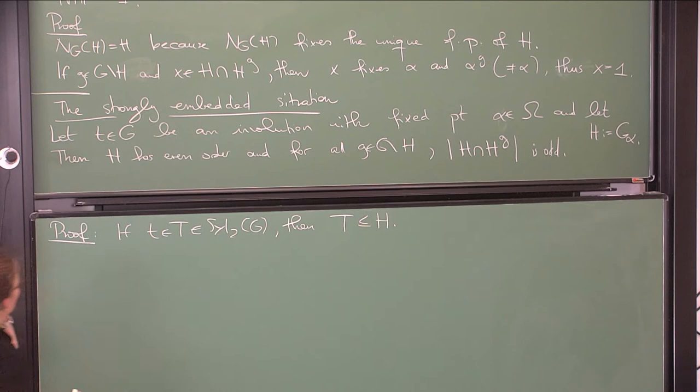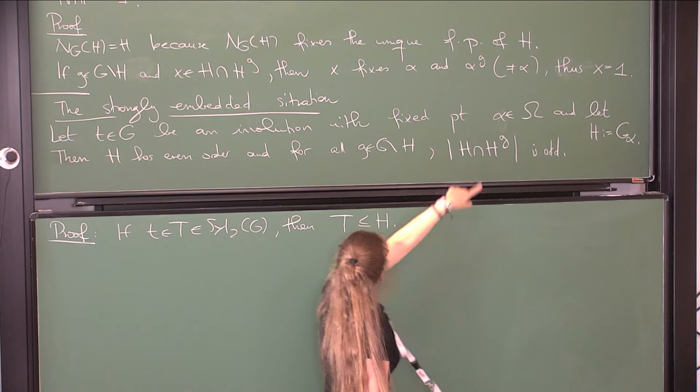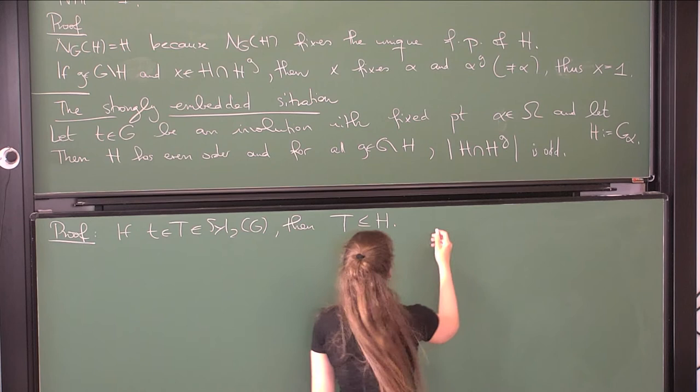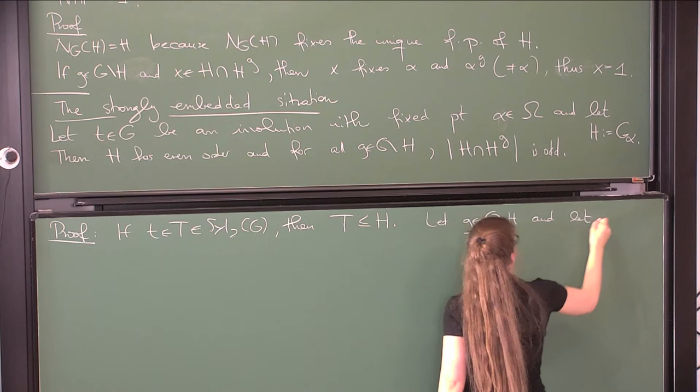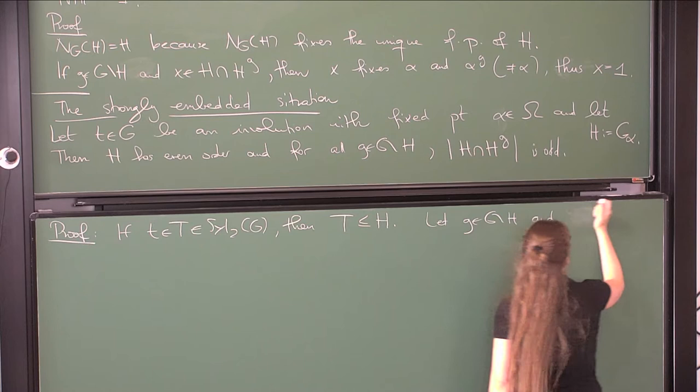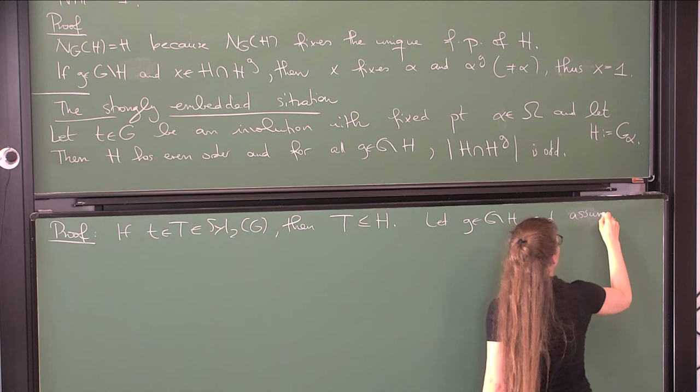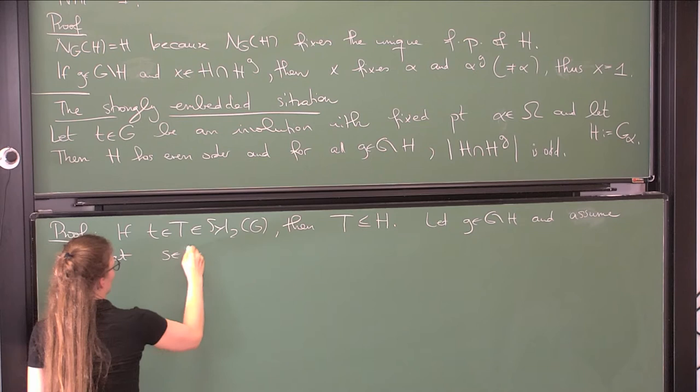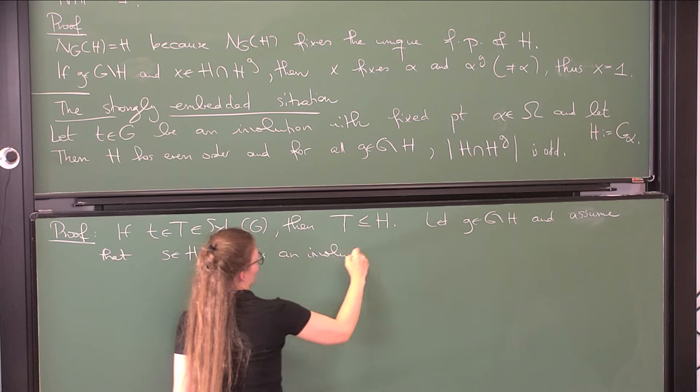And now let's take this last bit, and it's similar to what we have already done. So g in G without H. Let's assume that this intersection has even order, and then we can take an involution in there. Assume that, let's say S is an involution, which we have if this has not odd order.